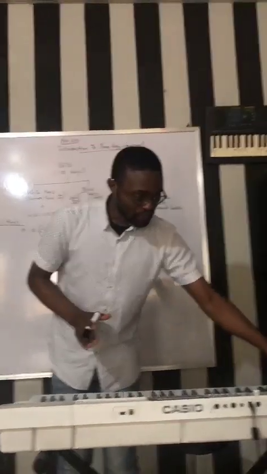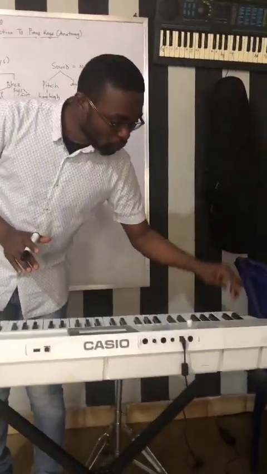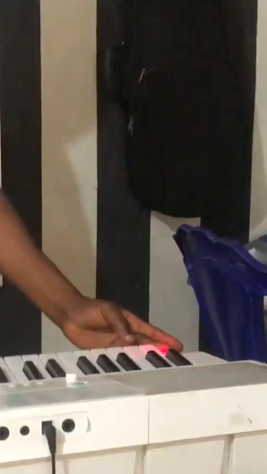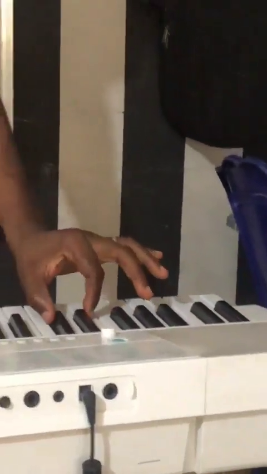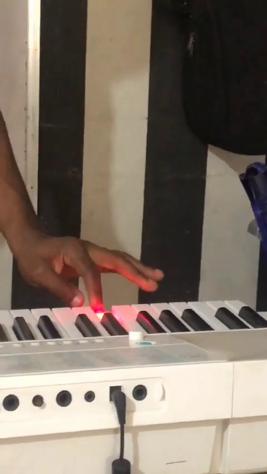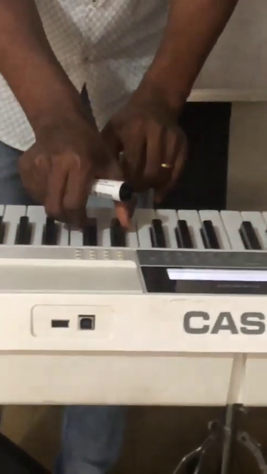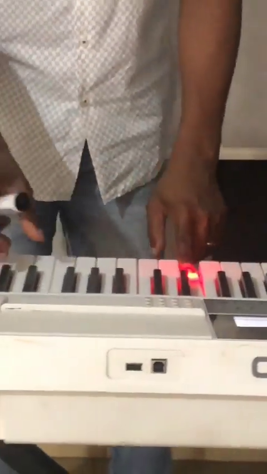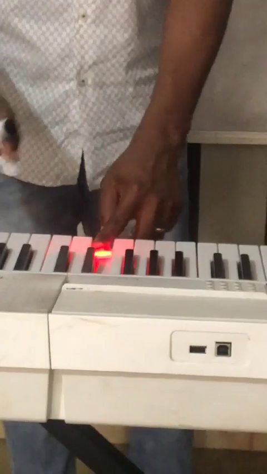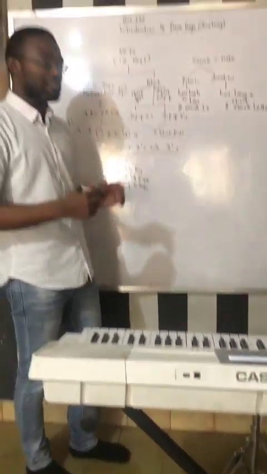Once you identify a group of two black keys, the white key that is just before the group of two black keys is C. Now, if you have your own keyboard, you can go on and try to identify two black keys, and the white key just preceding them, that is the key of C.